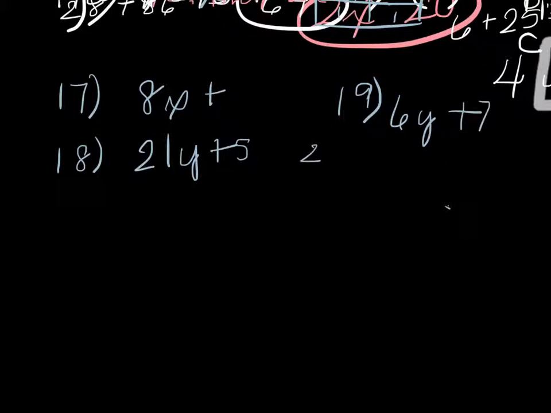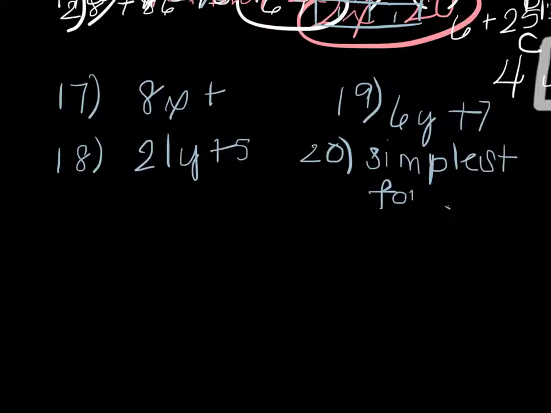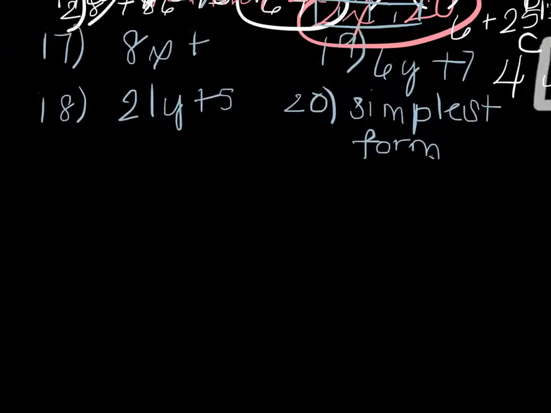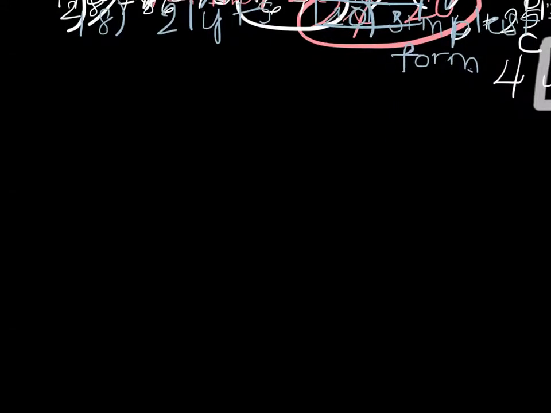And here is 20. 20 is in simplest form. I cannot do anything else to that one. It's done. And I told you guys, remember back to your fractions. When you can't make it any smaller, when you can't make it any simpler, then you're done.